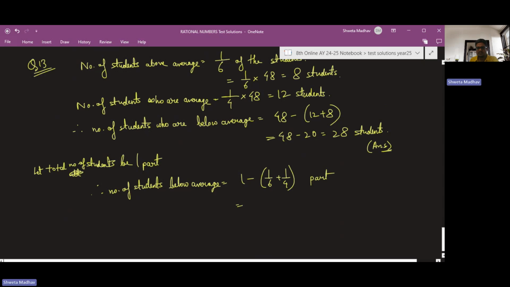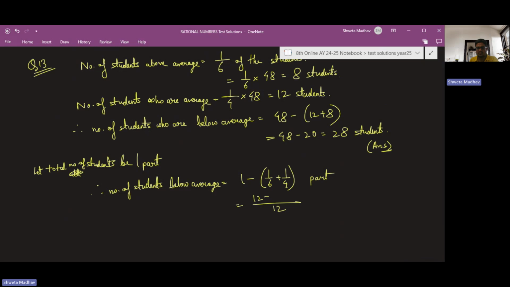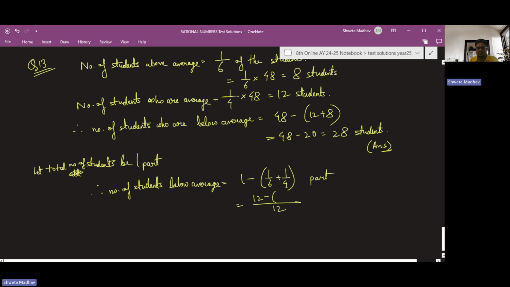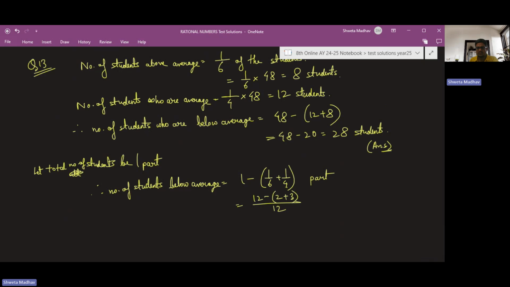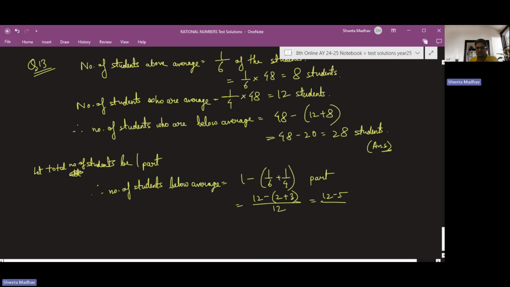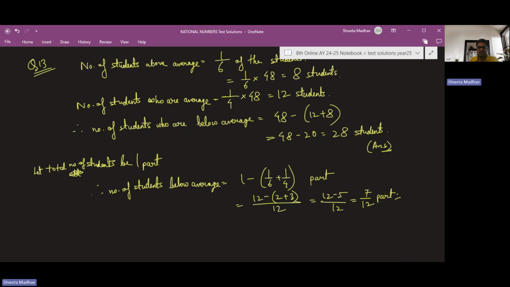So then this will be, if you take the LCM of 6 and 4, that is 12. So this will be 12 minus 5 by 12, since 6 2s are 12 and 4 3s are 12. So that is equal to 7 over 12 part. So 7 by 12 part of the students are below average.